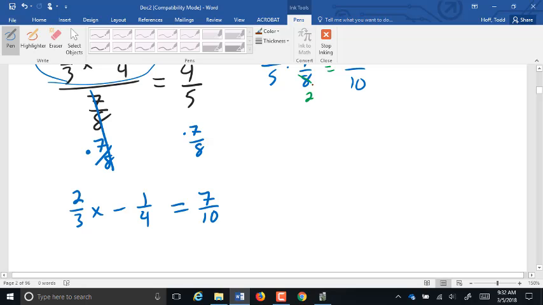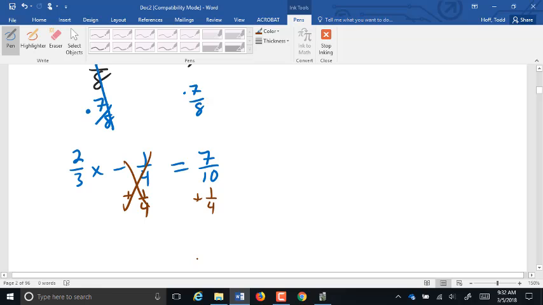What will our next step be? We'll have to add the 1/4. So adding 1/4 makes that 1/4 go away. We have to add 1/4 on the right side. So we've got 2/3 x here equals 7/10 plus 1/4. Well, we're going to make that 14/20 plus 5/20 is 19/20.